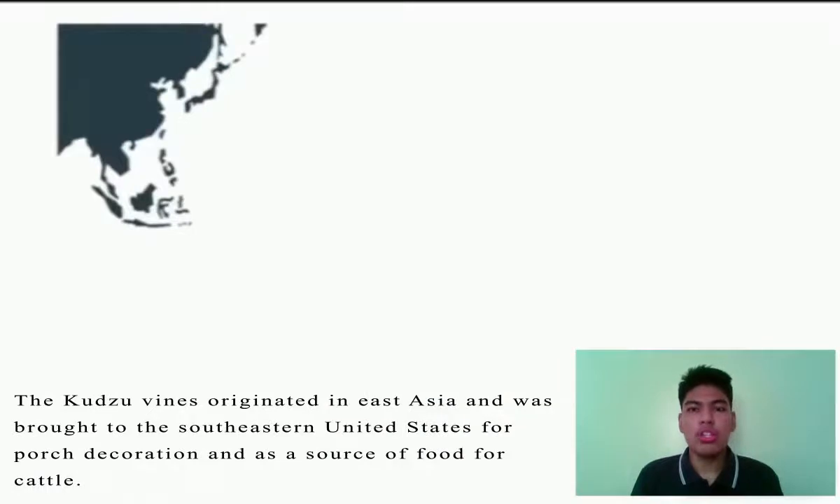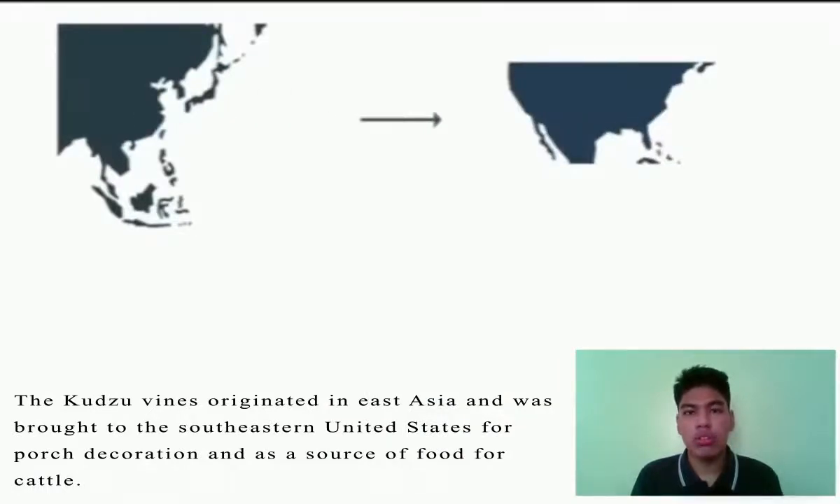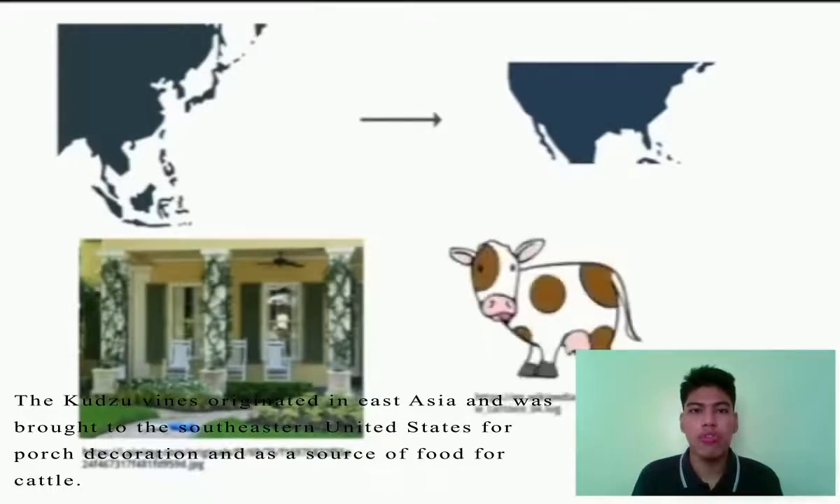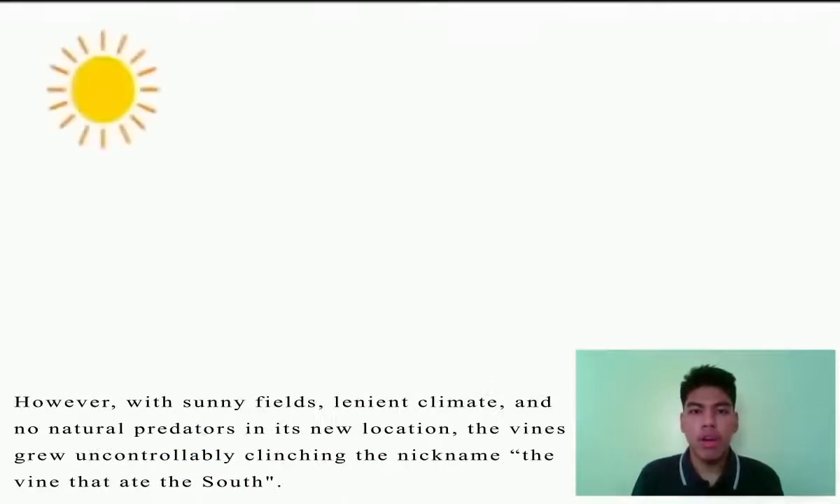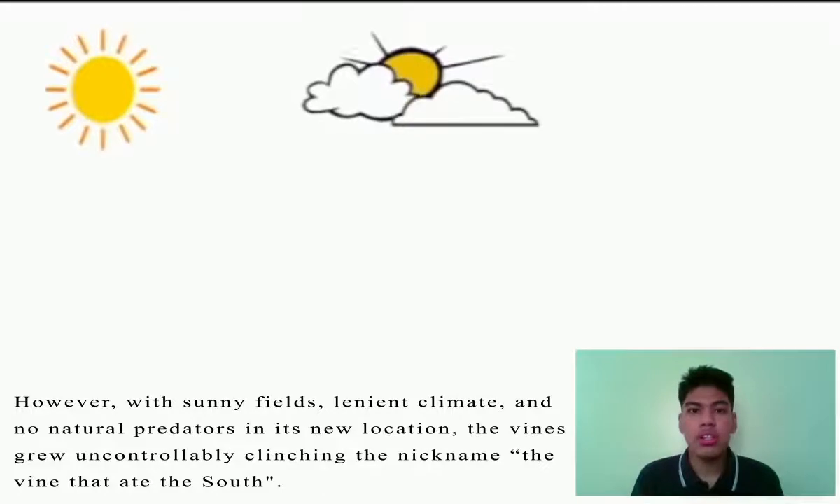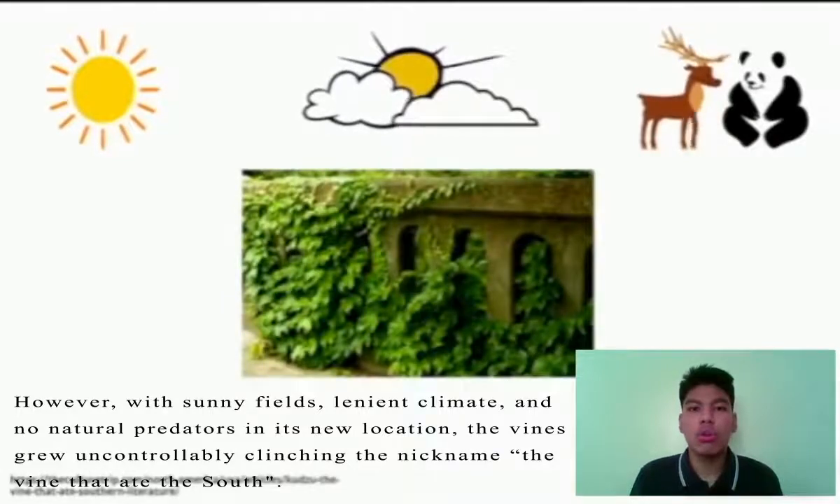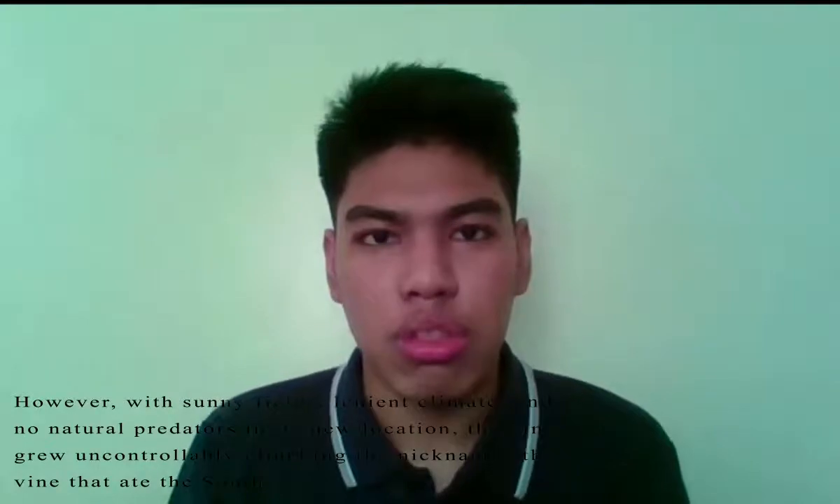The kudzu vine originated in East Asia and was brought to the southeastern United States for porch decoration and as a source of food for cattle. However, with sunny fields, lenient climate, and no natural predators in its new location, the vines grew uncontrollably, clinching the nickname "the vine that ate the South."